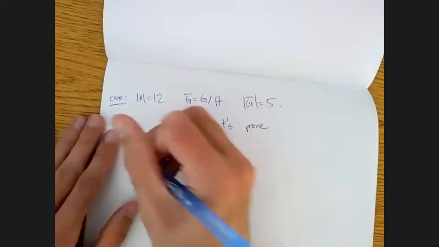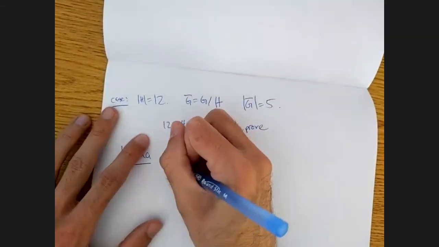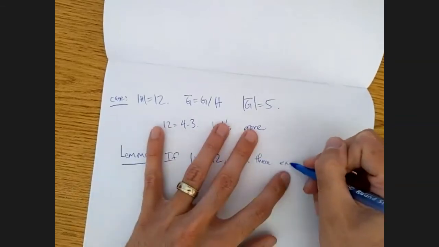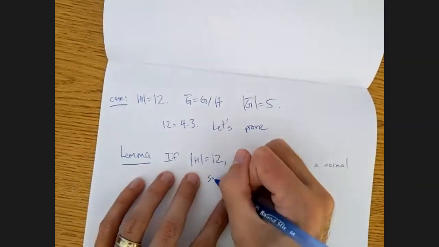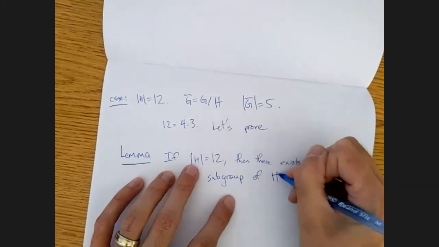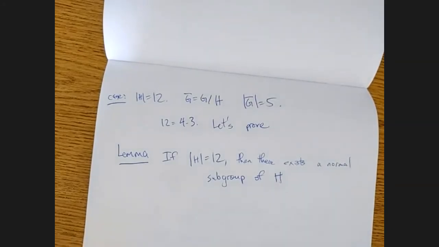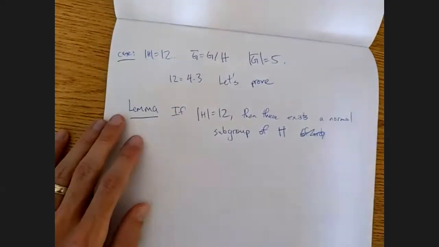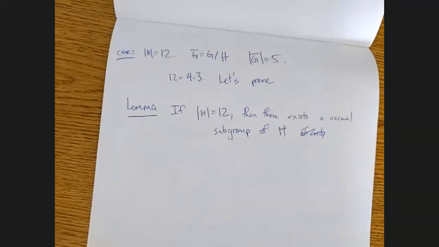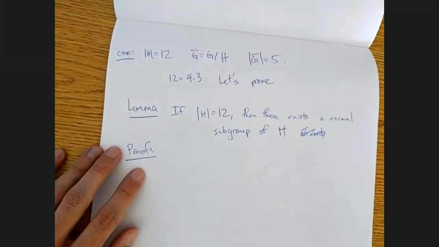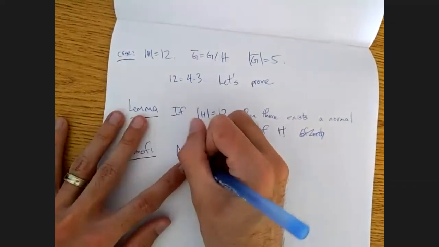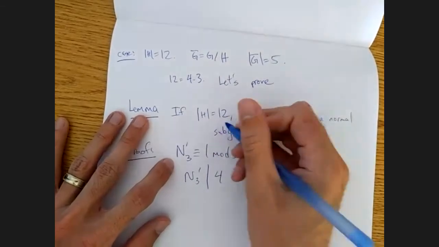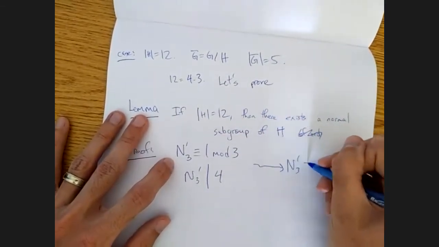Let's prove this lemma. If H has order 12, then there exists a normal subgroup of H. Let's just prove this. Proof. Well, we look at the Sylow 2 subgroups and the Sylow 3 subgroups. N3 prime is congruent to 1 mod 3, and N3 prime divides 4. Again, 12 is just 3 times 4. This tells us that N3 prime equals 1 or 4.